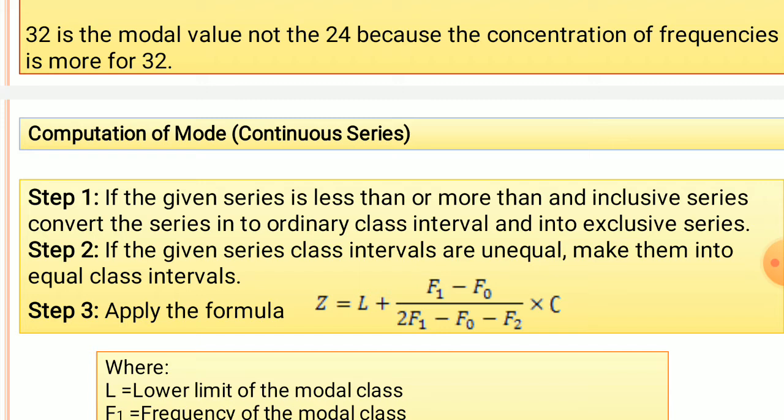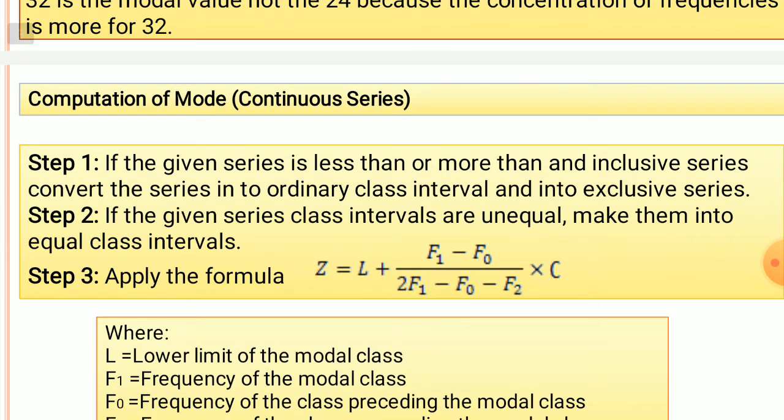So if less than frequency and more than frequency or inclusive series is given, the first step is to convert the series into ordinary class interval, and the inclusive series into exclusive series. So this is the first step which we have to follow.